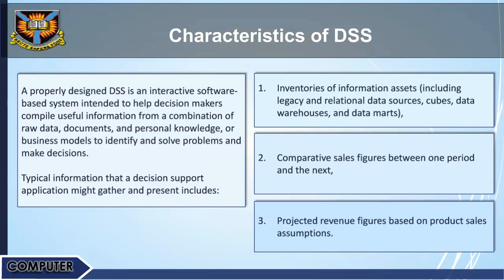Typical information that a decision support application might gather and present includes: 1. Inventories of information assets, including legacy and relational data sources, cubes, data warehouses, and data marts. 2. Comparative sales figures between one period and the next. 3. Projected revenue figures based on product sales assumptions.